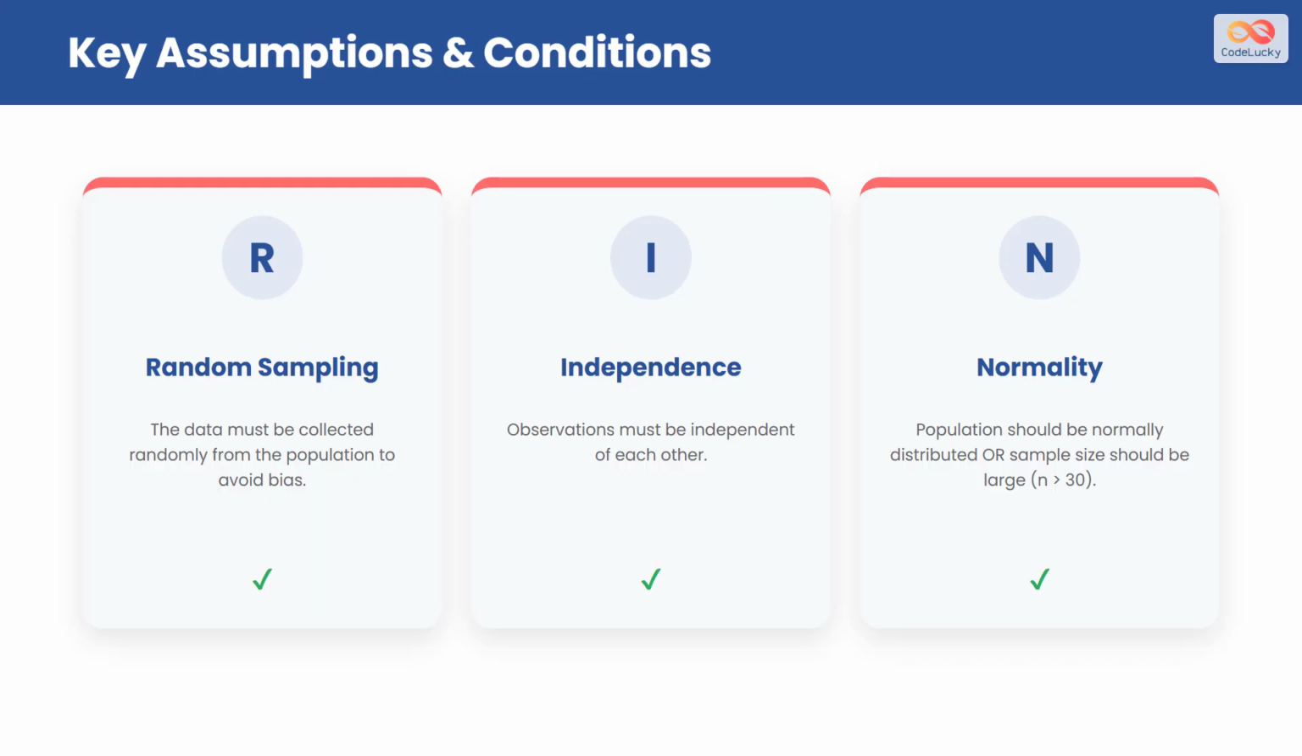Before running the test, 3 key assumptions must be met to ensure valid results. First, the data must come from a random sample. Second, the observations must be independent of one another. Third, the population data should be normally distributed. However, if your sample size is large enough, typically greater than 30, this normality assumption can often be relaxed.